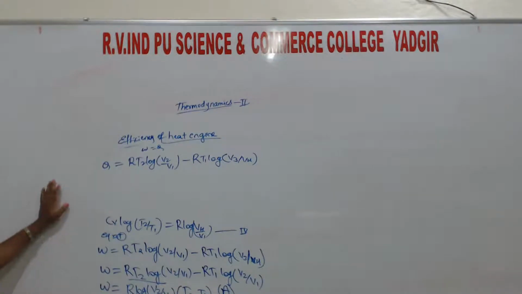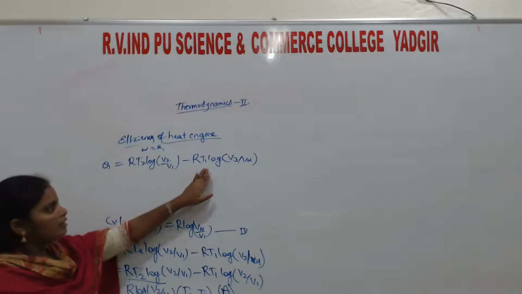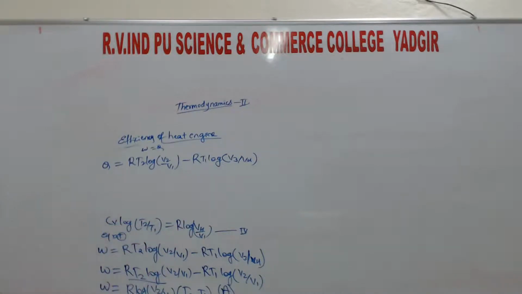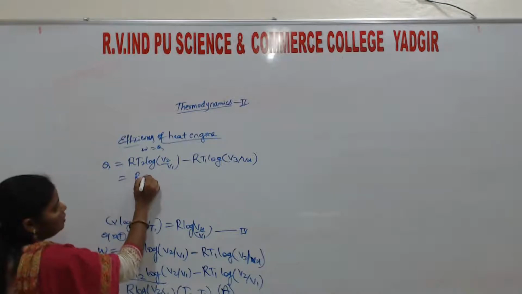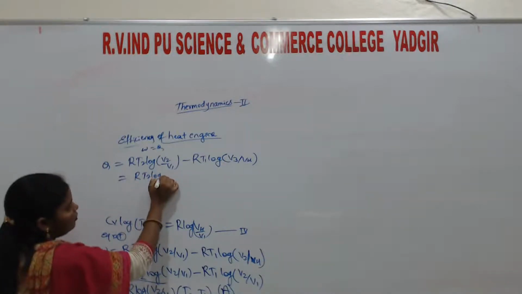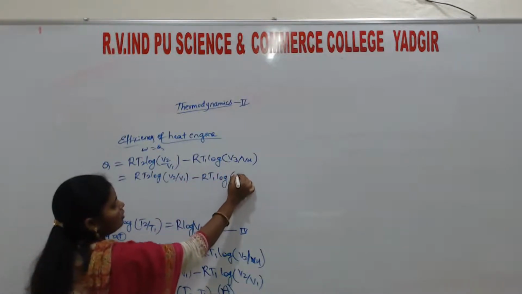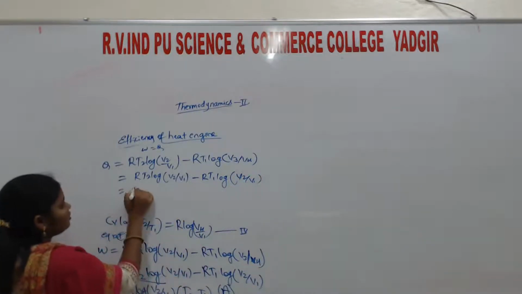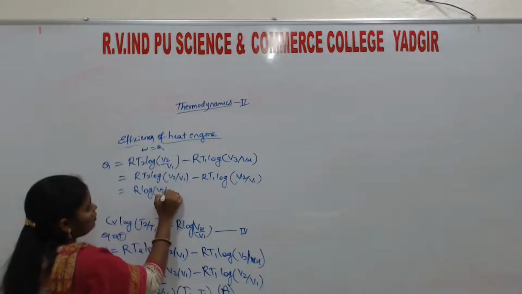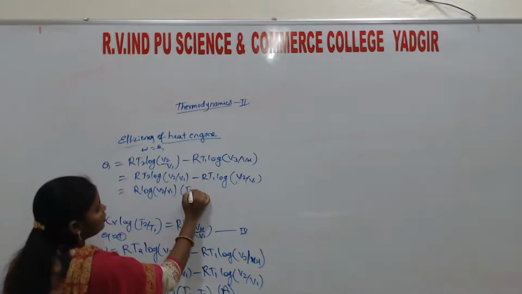Here, V3 by V4 is V2 by V1. Substituting, we get RT2 log of V2 by V1 minus RT1 log of V2 by V1. Therefore, this is RT2 log of V2 divided by V1 minus RT1 log of V2 by V1, which equals R log of V2 by V1 taken outside, and the remaining T2 minus T1.